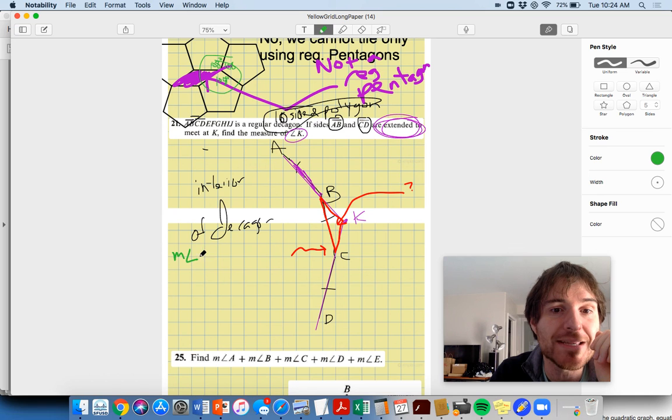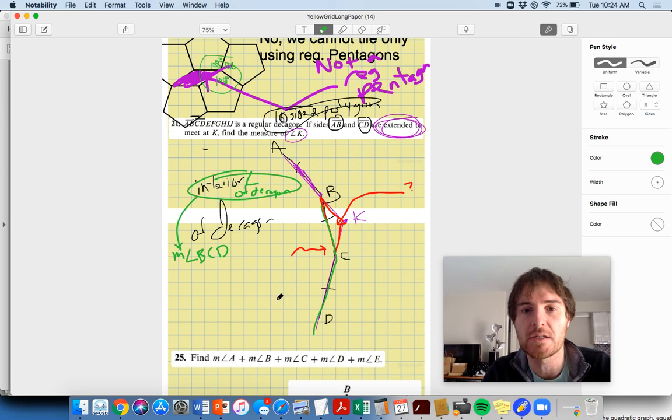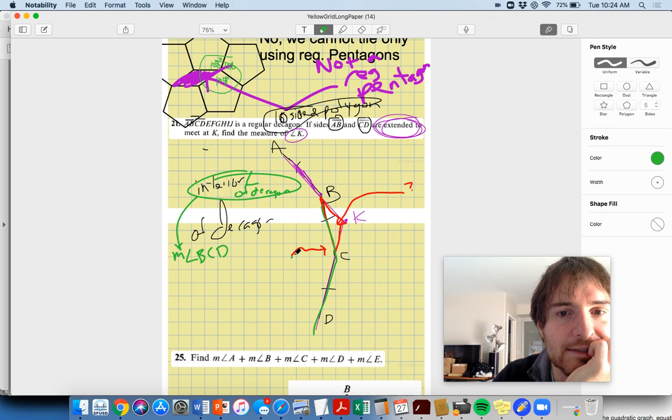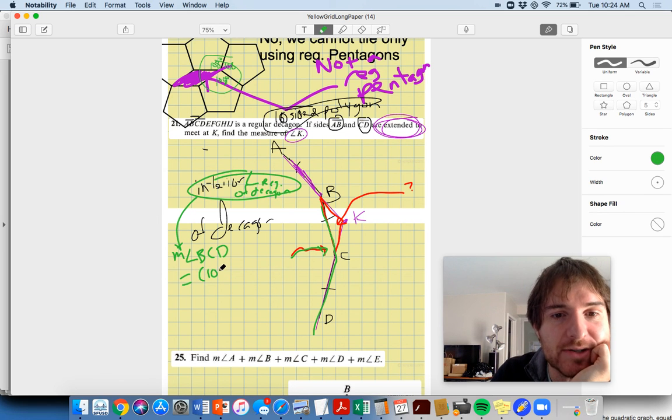Okay, measure of angle BCD. Well, that is an interior angle of the decagon. So we need to get the interior angle of the decagon to get the measure of angle BCD. Look, this is an interior angle. This is your decagon, right? I can keep going through my decagon, but I don't need to do that. What I need is the interior angle of a regular decagon, that's an important thing. So I'm going to use the formula, n minus 2 times 180 divided by n. My n here is 10, so 10 minus 2 times 180, divided by 10. That's 8 times 180.